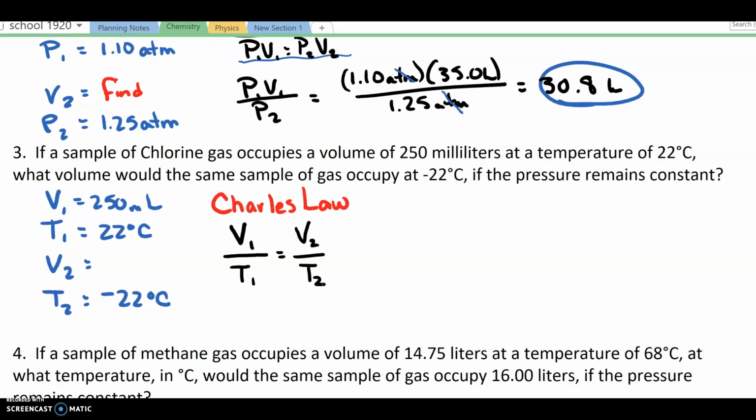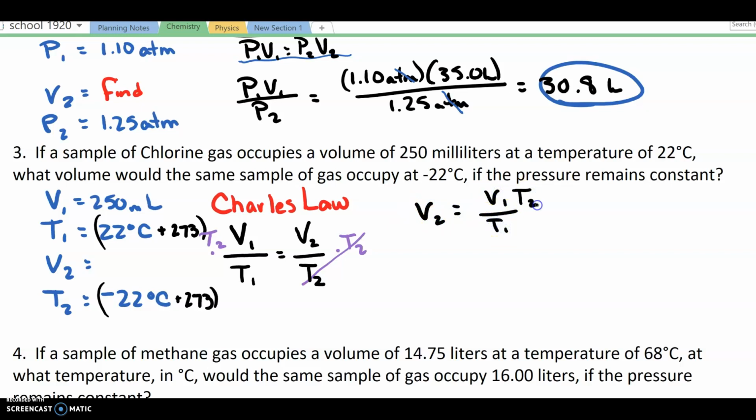With the algebra here, we also need to be working with our temperatures this time in degrees Kelvin. If you didn't add 273 to turn your answers into Kelvin units, you need to make sure you do that. Now, let's do some algebra to isolate the variable V2. We'll multiply both sides by T2. That cancels it out on that side, and we're left with V2 is equal to V1 over T1 times T2.